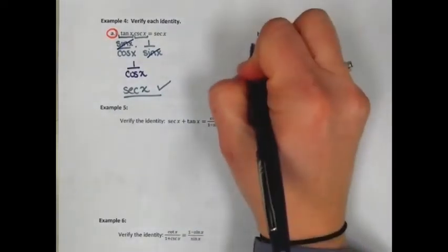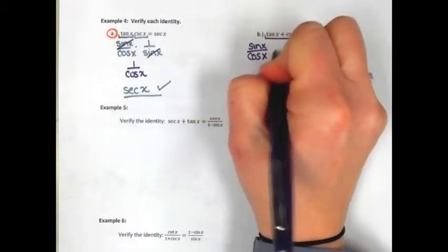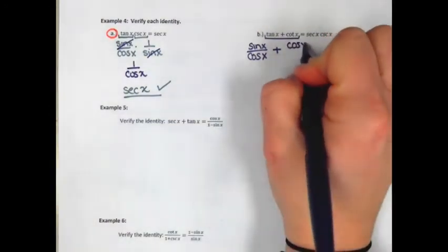So actually the addition one is more complicated, because going from addition to multiplication is a lot easier than going backwards, right? So let's think about tangent. What do we know about tangent? It is sine over cosine plus. What do we know about cotangent? It is the opposite, which is cosine over sine.